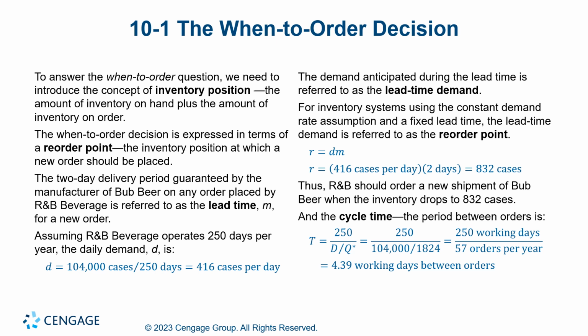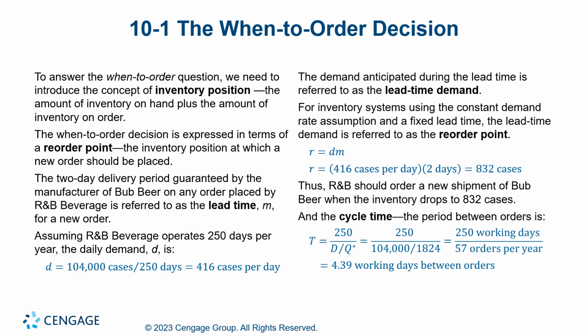And therefore, because the supplier guarantees a 2-day delivery, we can expect these 2 days multiplied by 416 cases per day, which is equal to 832 cases of bulk to be sold during these 2 days that it takes a new order to reach RMB warehouse. So in inventory terminology, the 2-day delivery period is referred to as the lead time for the new order. And the 832 cases demand anticipated during this period is referred to as the lead time demand.